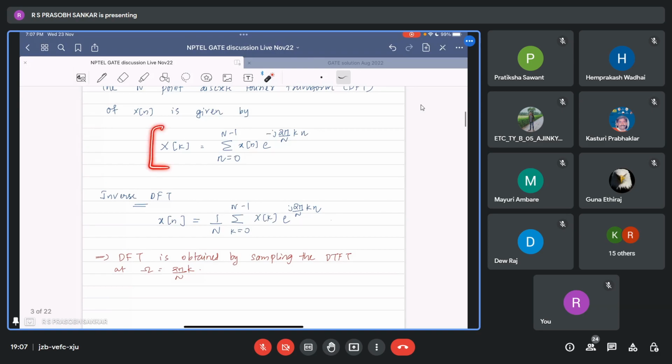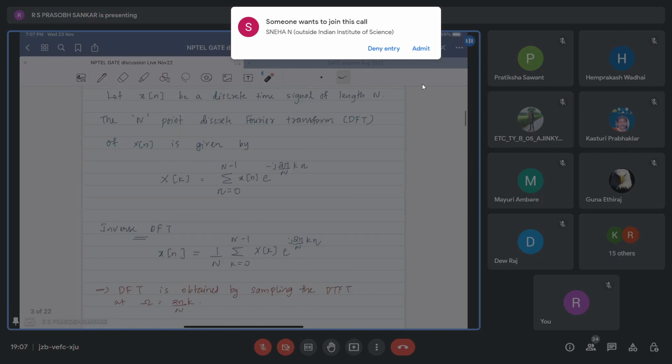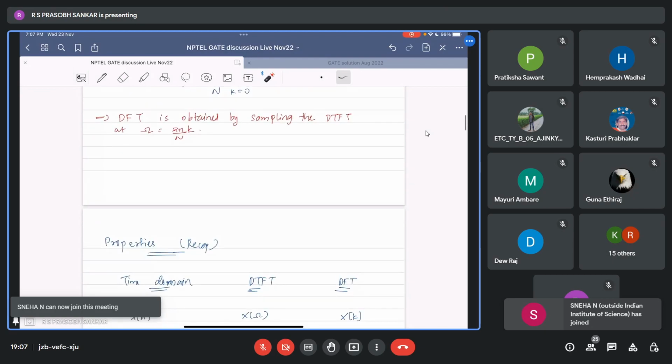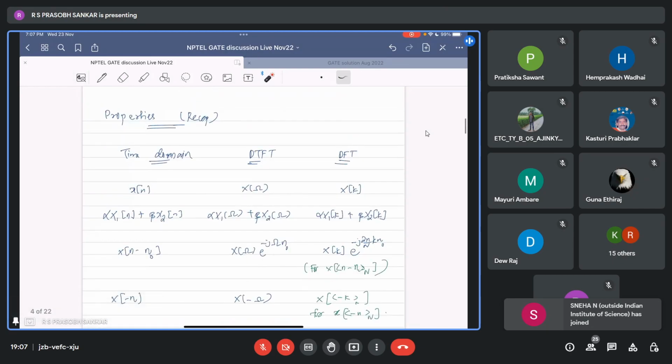Just as we have the DFT, we can also go back from X of k to x of n through the inverse DFT, and the definition is like this: x of n is given by 1 by N summation over k of X of k e raised to plus j 2 pi by N kn. That's the IDFT. So these are the basic things, and we'll also see some of the properties of these DTFTs and DFTs.